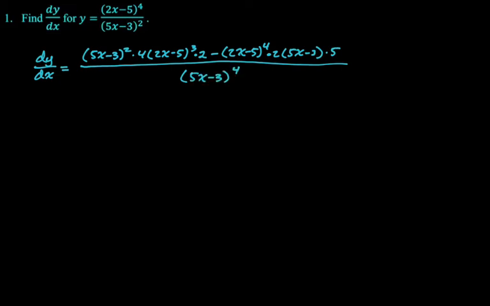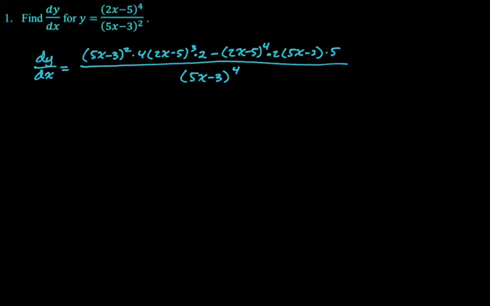All right, so once you get to this, so that's to the fourth, by the way, and I see a lot of people make this mistake. The denominator is already squared, but we have to square it. Whatever is in the bottom, we're going to square it. So it was 5x minus 3 squared, which led to it being to the fourth.